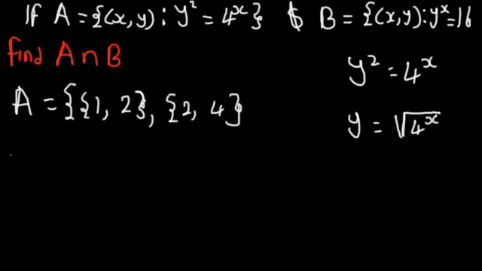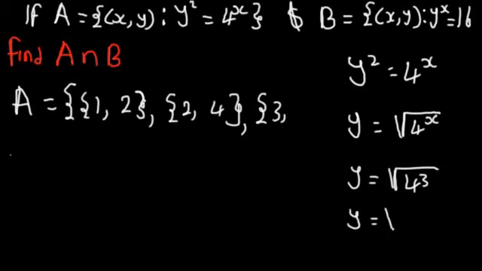When the value of x is 3, what will be the value of y? So y will be equals to the square root of 4 raised to the 3. Y will be equals to the square root of 64. So y will be equals to the square root of 64 is what? Let me use my calculator. So that's 8. Okay. So we have y to be equals to 8. So we have 3, 8.